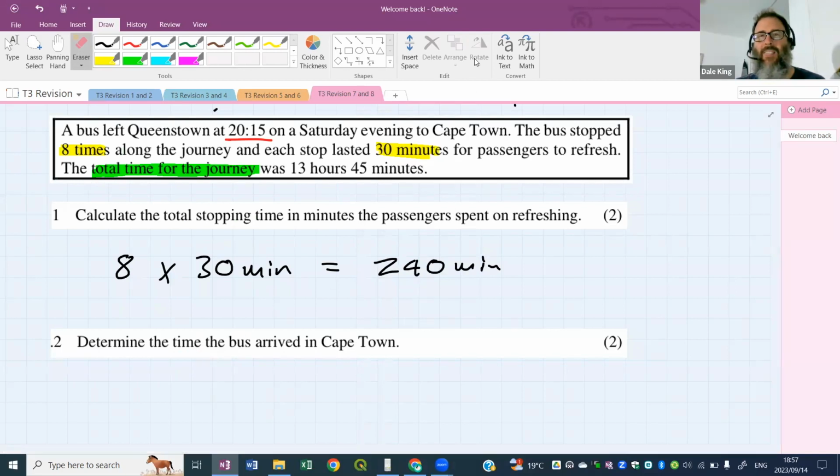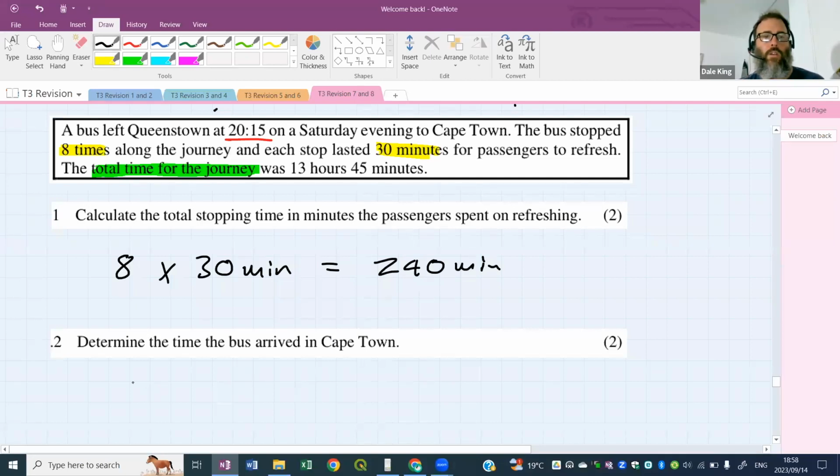The total time for the journey was, yeah, was is a big word. So I think the fact that they're saying the total time for the journey was 13 hours 45, I think that's including the stoppage, right? That's how I interpret it. So I don't think we need to add on the stoppage time. I think that's included in the 13 hours and 45. And for 2 marks, I think we just need to work out 13 hours and 45 minutes of travel. What time does that take you to? I think that's what they mean here.